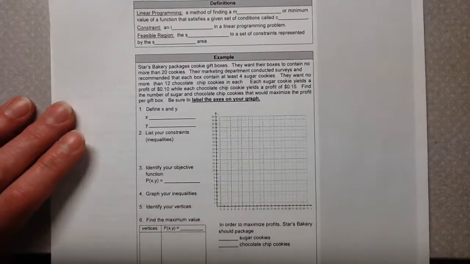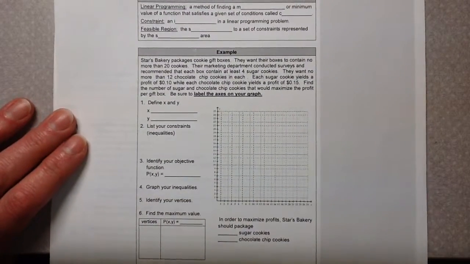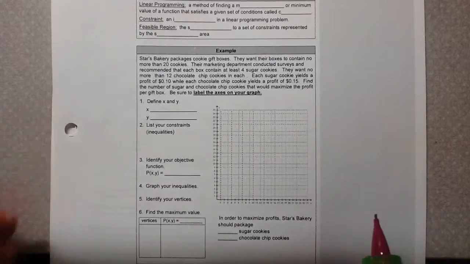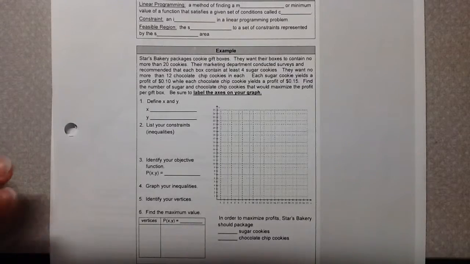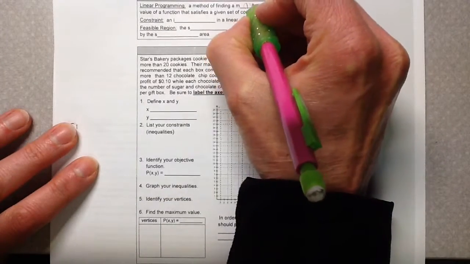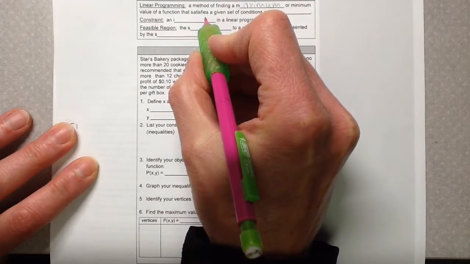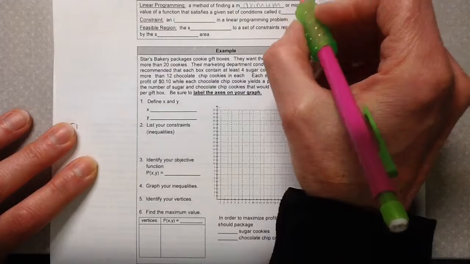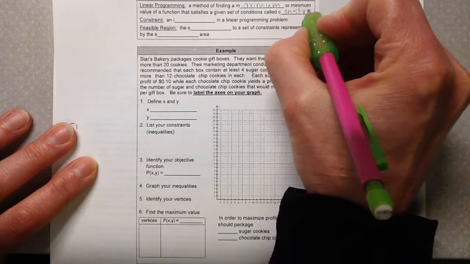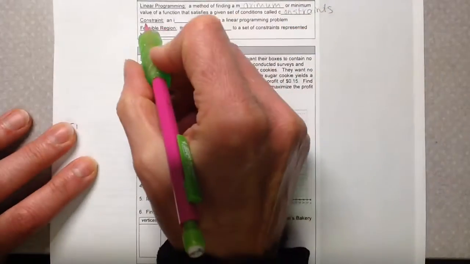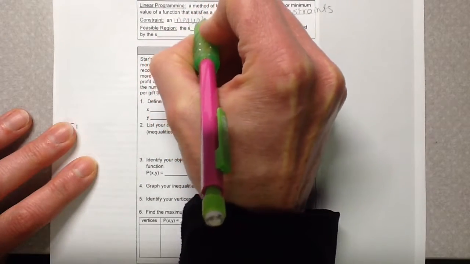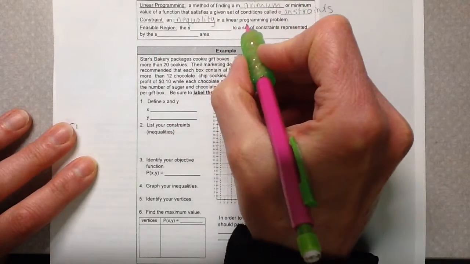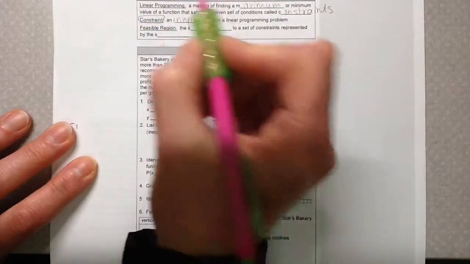So first we're going to define a couple of vocabulary words. Linear programming is a method of finding a maximum or a minimum value of a function that satisfies a given set of conditions called constraints. Now, constraints are actually inequalities. So an inequality in a linear programming problem we'll call a constraint.